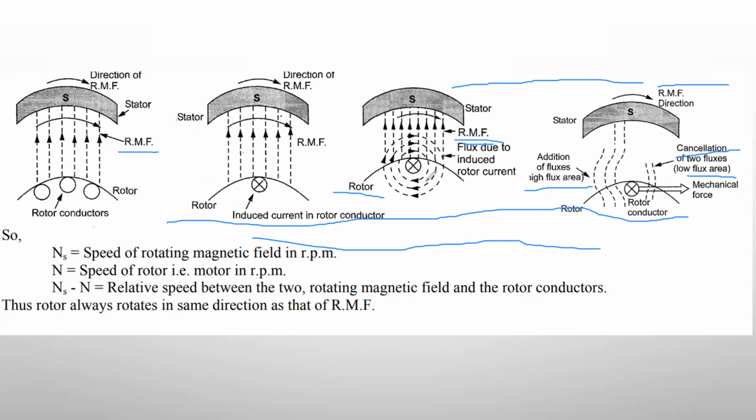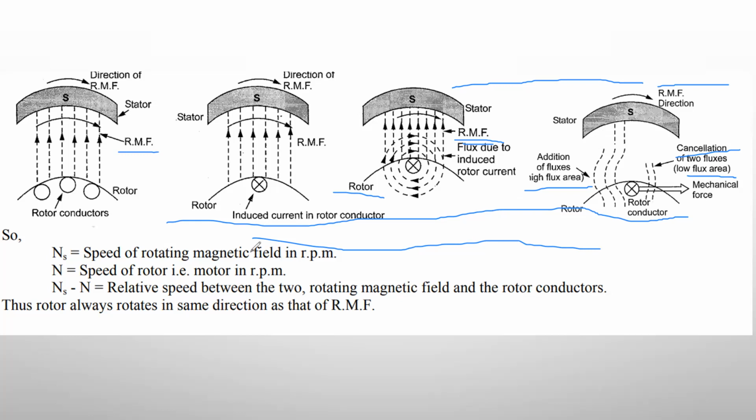The fluxes which are in the opposite direction will get cancelled, and the fluxes in the same direction will get added together. So the difference in flux will get cancelled and the same fluxes will become twice the flux, and that will sweep the rotor. The rotor starts to rotate. This is the working principle of the induction motor.